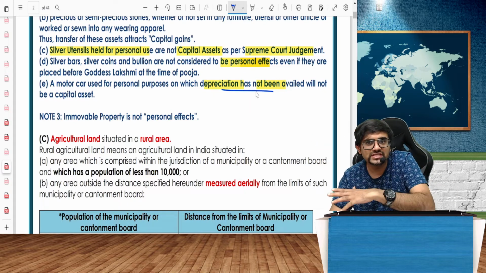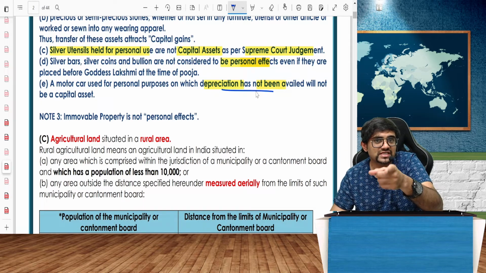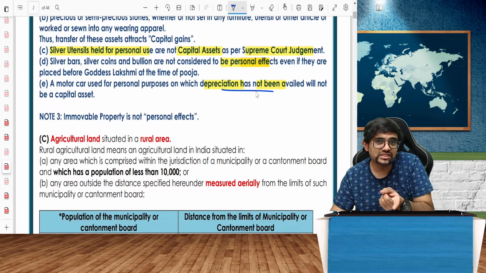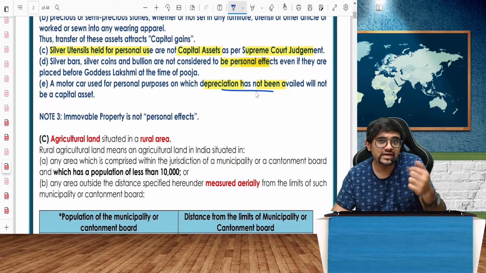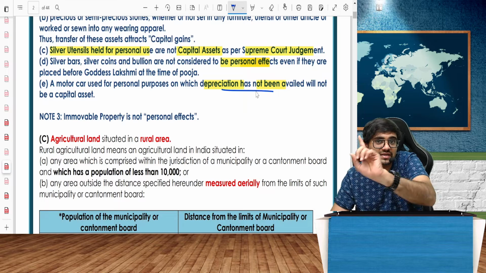Basically, if it goes into business, it will go into the block of assets. So when we revise PGBP, I will discuss it. Once it goes into the block of assets, will capital gain come? Today only we'll discuss that, but the block of assets concept you will understand in PGBP.